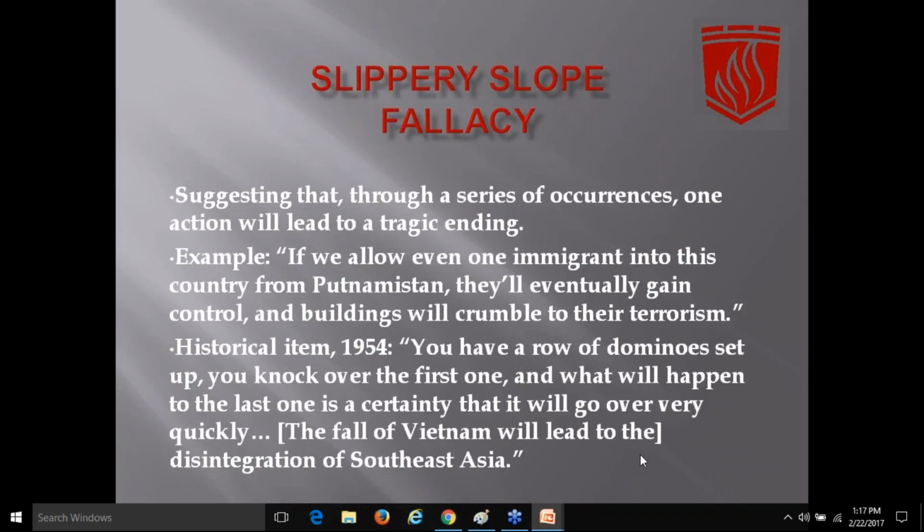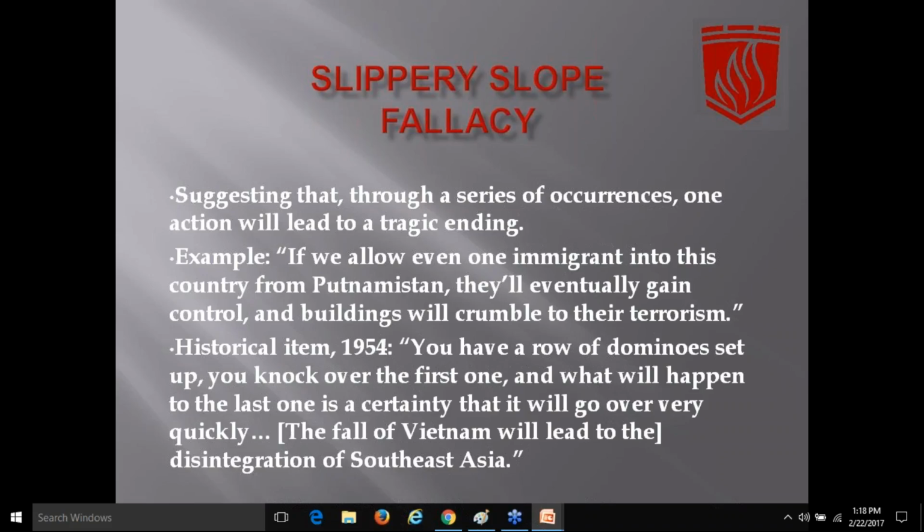Okay, first, the slippery slope fallacy. Slippery slope fallacy is when we suggest that through a series of occurrences, one action is going to lead to a tragic ending. An example would be if we allow even one immigrant into this country from Vietnamistan, they'll eventually gain control and buildings will crumble to their terrorism.